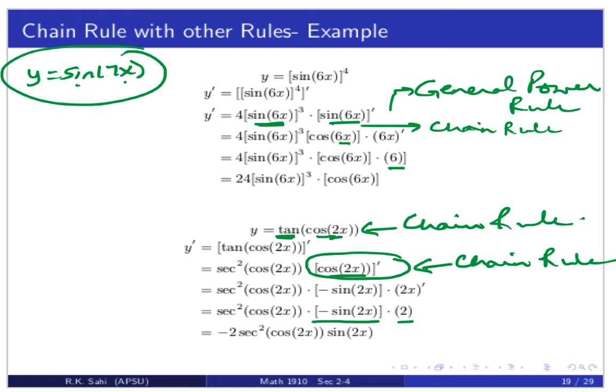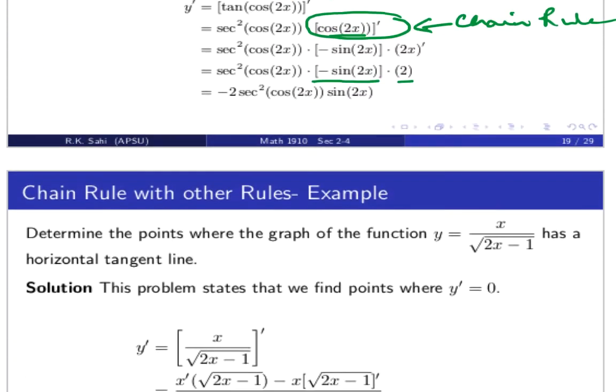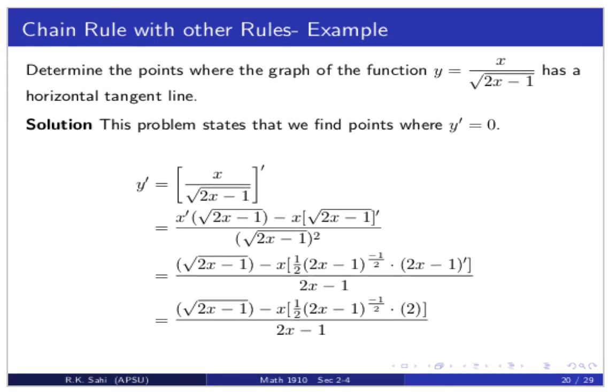Okay, let's look at things we have learned and practiced earlier. So we're going to start with that. Here, we're going to find the points where the graph of the function y equals x over square root of 2x minus 1 has a horizontal tangent line. Now remember, we've been practicing this for a pretty long time. When you're finding points where the graph has a horizontal tangent line, it simply means find the points where y prime is 0. So the very first thing we're going to do is find y prime and then equate that to 0 to get the points.